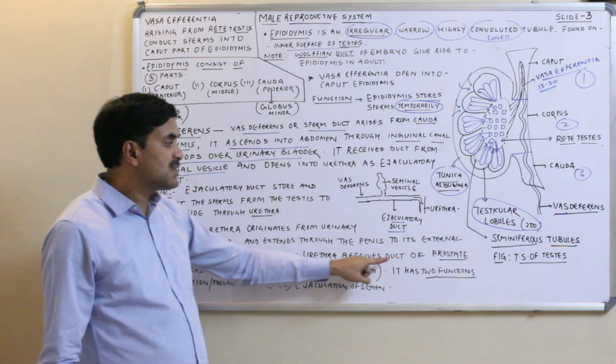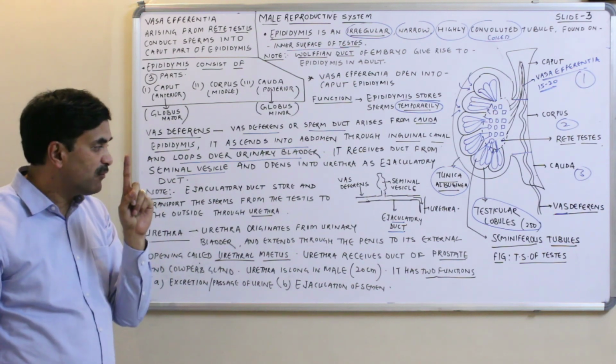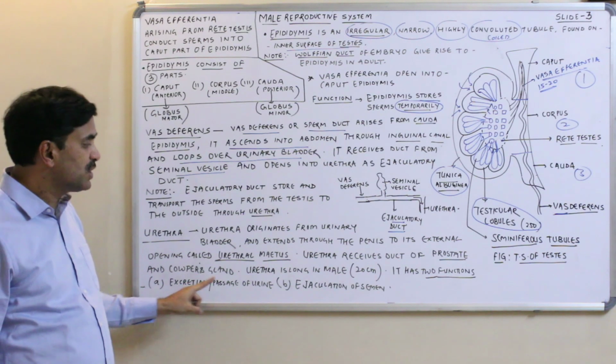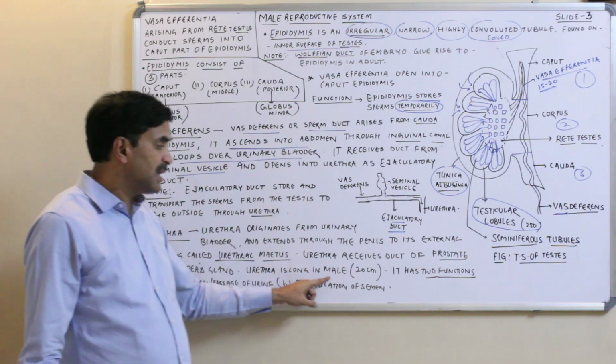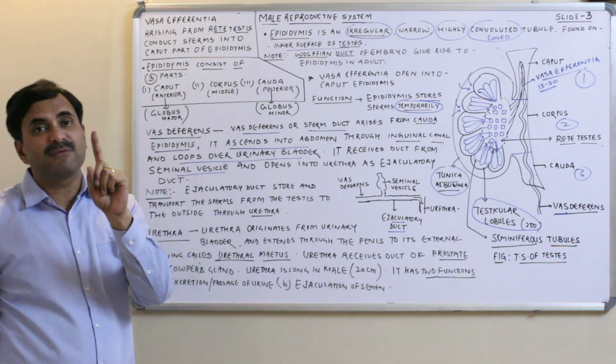Now, the urethra receives the ducts of the prostate gland as well as the duct of Cowper's gland. And the urethra is a long tube. In males it is 20 centimeter, while in females the urethra is only 4 centimeter.